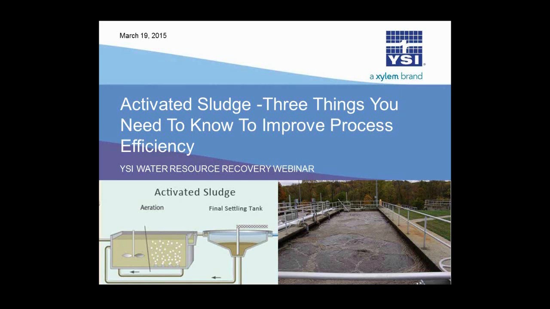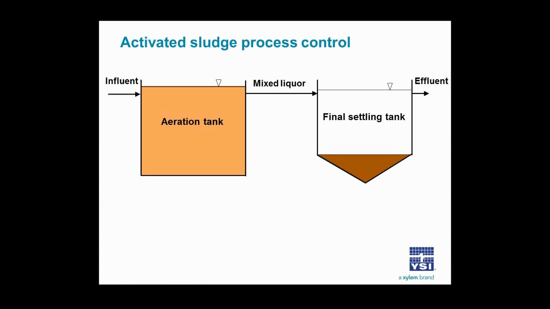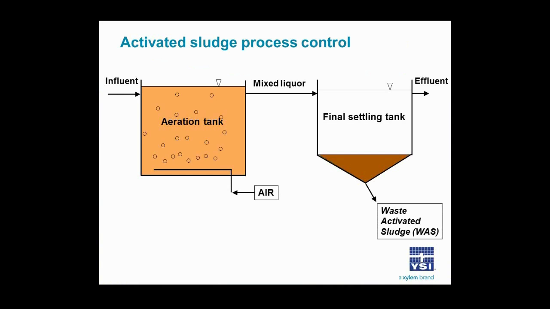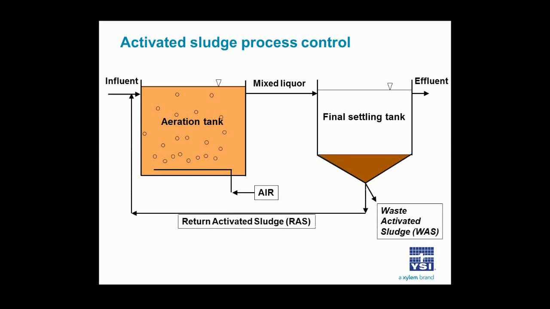So, taking a look at this cartoon showing the basic elements of the activated sludge process, the aeration tank and the final settling tank. There are three things we can do to control this process between these two elements. One is the air, the aeration rate. Another is sludge wasting through waste activated sludge. And the third is sludge recirculation, either through return activated sludge and/or internal mixed liquor recycle for nutrient removal. We'll dive into each of these topics a little deeper as we move along.